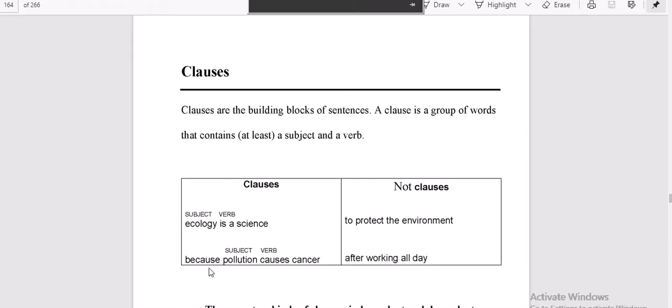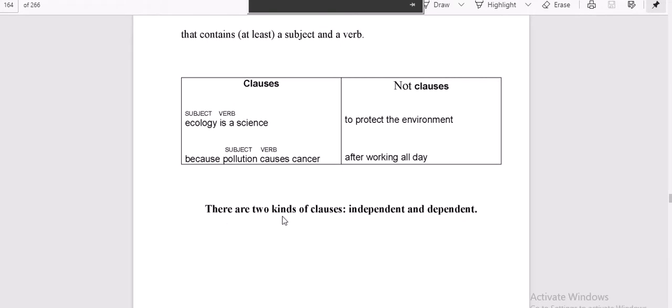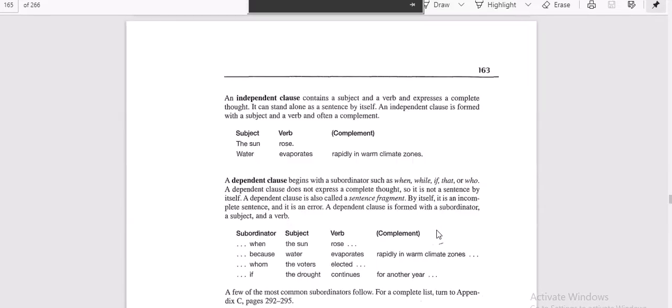So when you see a clause beginning with a subordinator, you should describe this clause as what? As a dependent clause. But if the clause has no subordinator, just a subject and a verb, then this clause is what? It is an independent clause. So here there are two kinds of clauses, independent and dependent, as I told you.